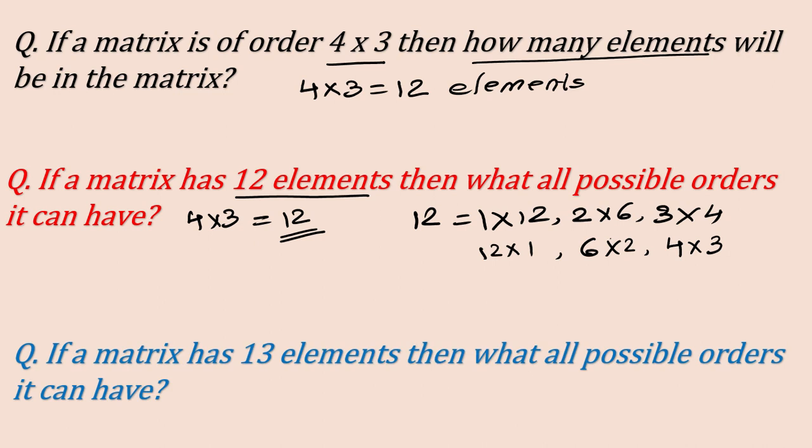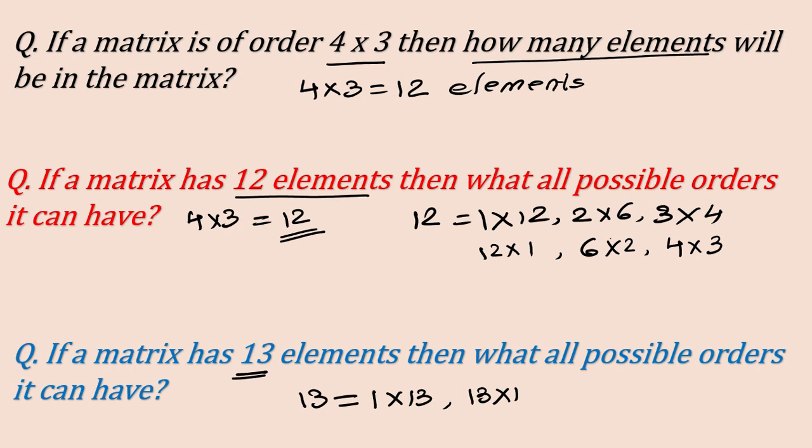Now, another question can be: if a matrix has 13 elements in total, how many possible orders can it have? You see, 13 is a prime number. A prime number has only 2 factors, 1 and the number itself. So how many possible orders can it have? It can have 1 by 13 or 13 by 1. Just 2 orders you can have if a matrix has a prime number of elements.